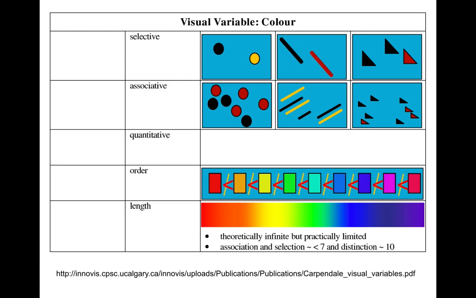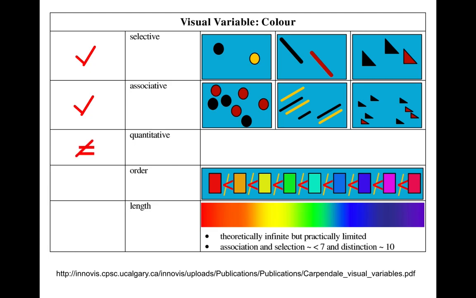So color is a great visual variable. It is selective. That is, we can discriminate two different values, like in this example on the top. We see nicely the difference between the black elements and the other colored elements. It is associative, which means that we can perceive elements that have the same color quickly.